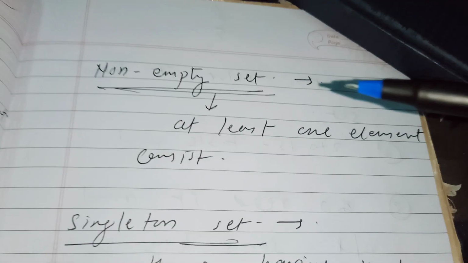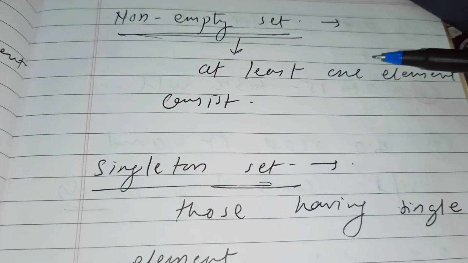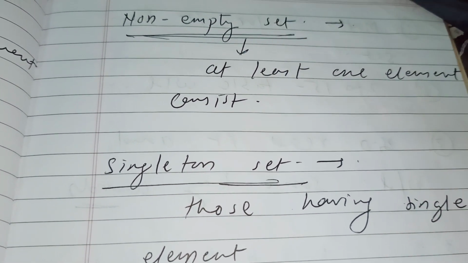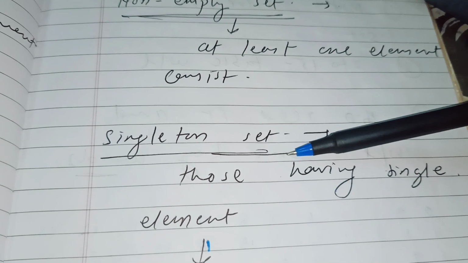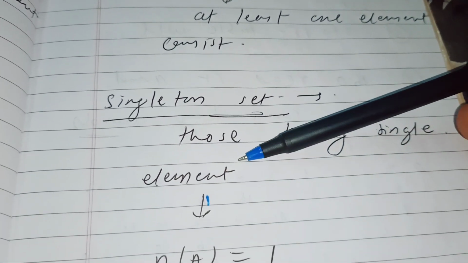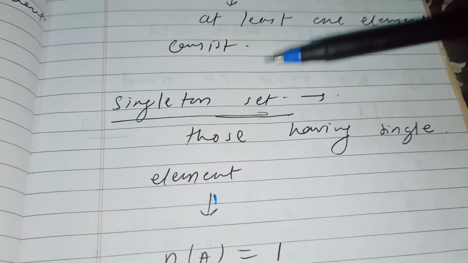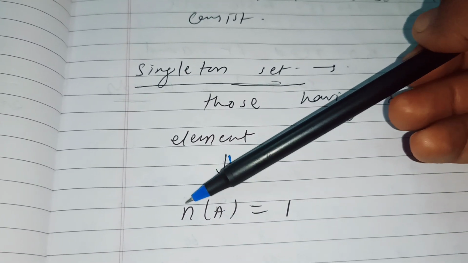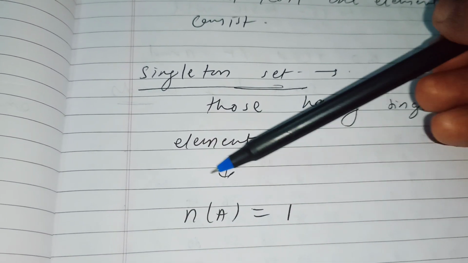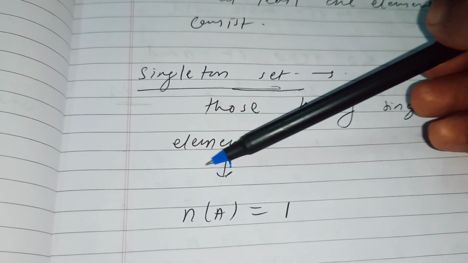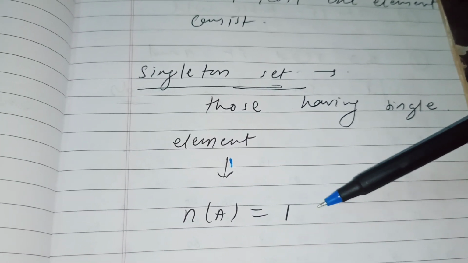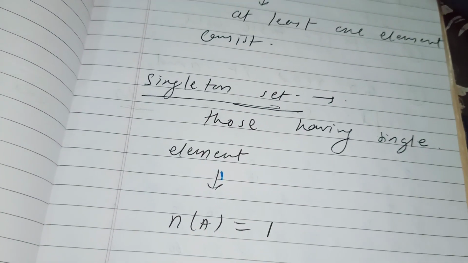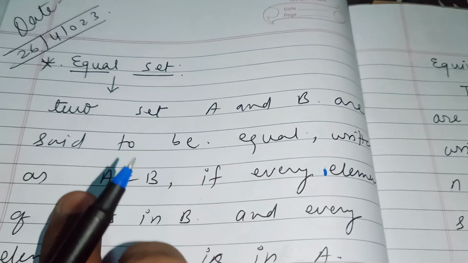Clear? And after that, the non-empty set. A non-empty set means at least one element exists there, so we can say that it is a non-empty set. And a singleton set means what? A set having a single element is called a singleton set. So n(A) equals 1. So n(A) is saying that this is the cardinal number of A, that is 1. Clear? So that is called a singleton set. Clear?